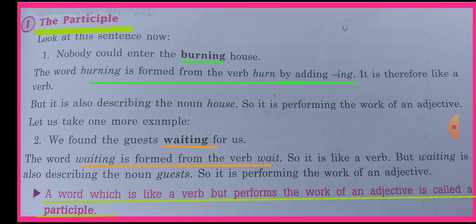And if the words which look like verbs are working as an adjective in the sentence, then such non-finite verbs are known as participles. Look at the sentence: Nobody could enter the burning house. Here, the word burning is looking like a verb but is not performing any action in the sentence. So here it is working like an adjective for the word house. So the words which look like verbs but perform the work of an adjective are known as participles.